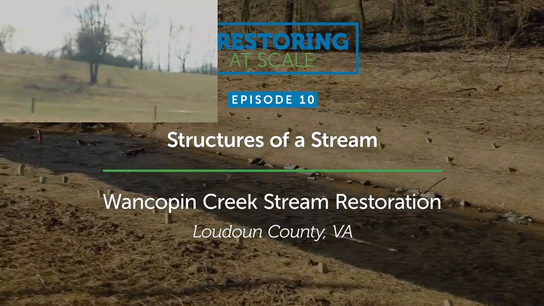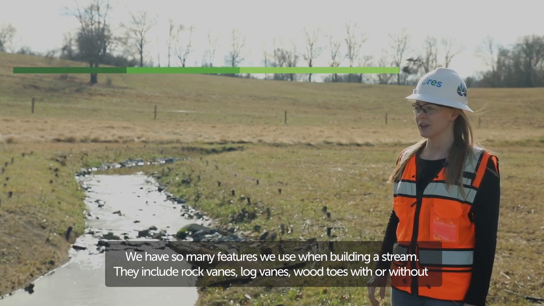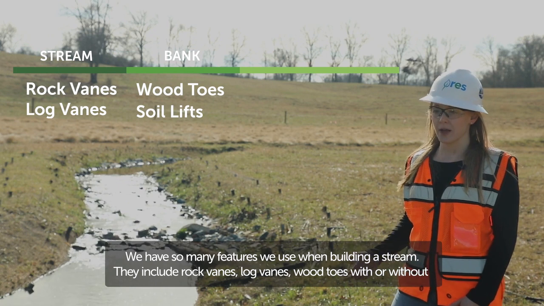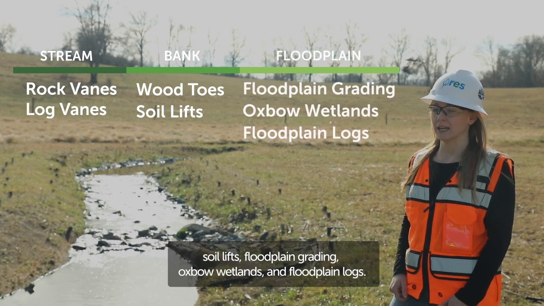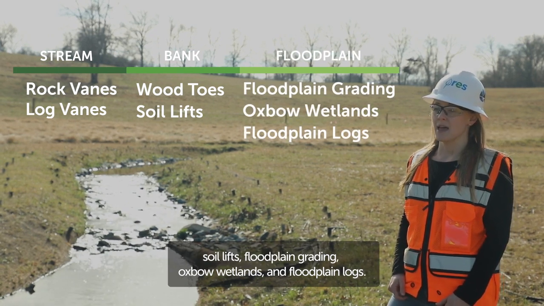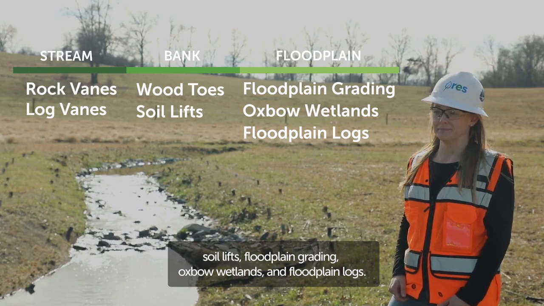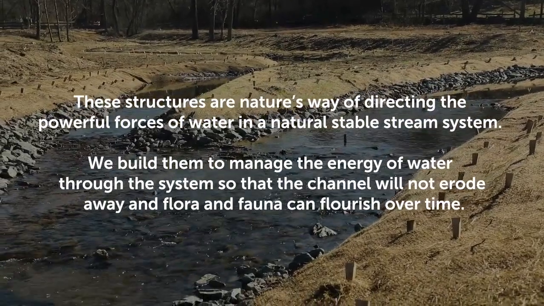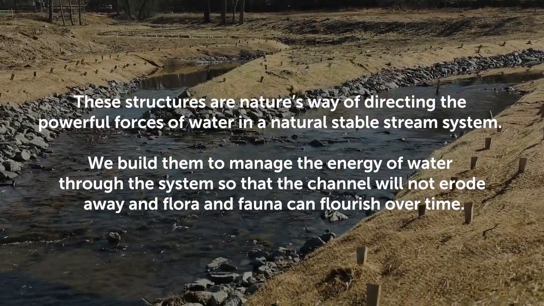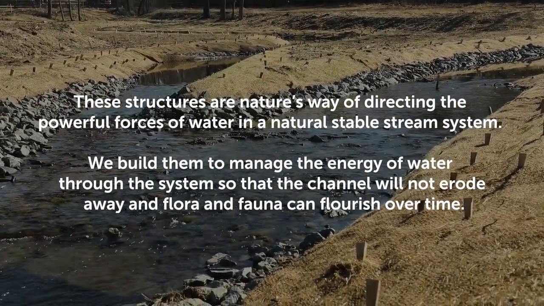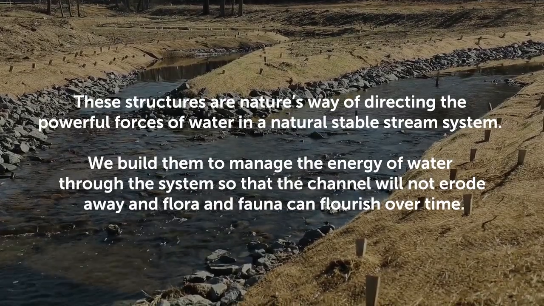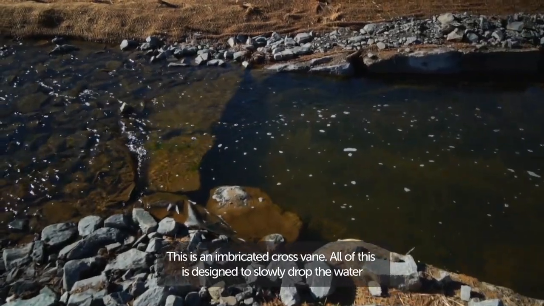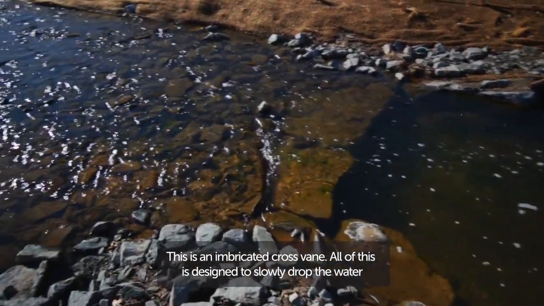We have so many features we use when building a stream. They include rock veins, log veins, wood toes with or without soil lifts, floodplain grading, oxbow wetlands, and floodplain logs. An imbricated cross vein.